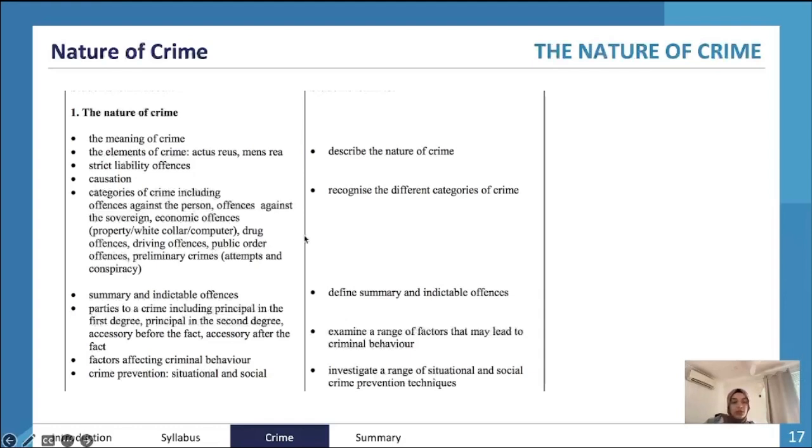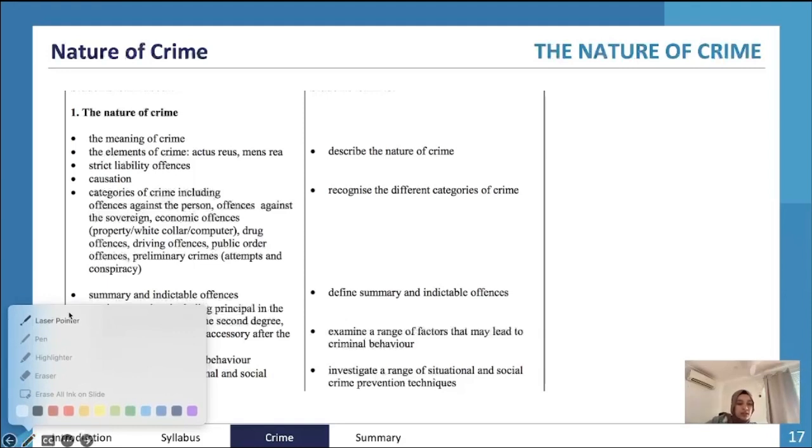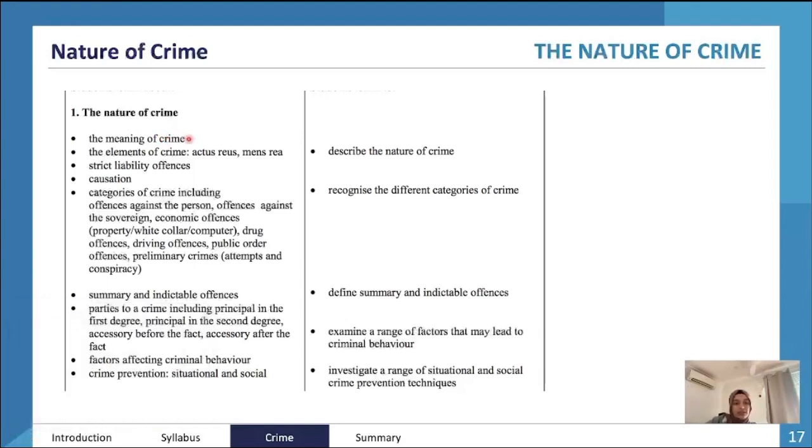So this is so helpful when you are practicing and studying, to go, yeah, actually, I know what the meaning of crime is. Literally, you could go, meaning of crime, I'm set. Elements of crime, all good. Actually, I'm not really sure about some of these categories of crime. I'm not really sure what public order offences are or what preliminary offences are. Let me do a little bit more research into that. Let me see if I can find an article or a case about that. Things like that can be really helpful.